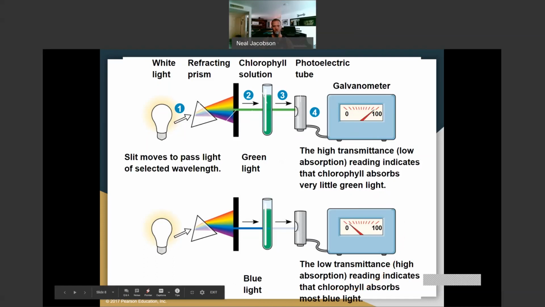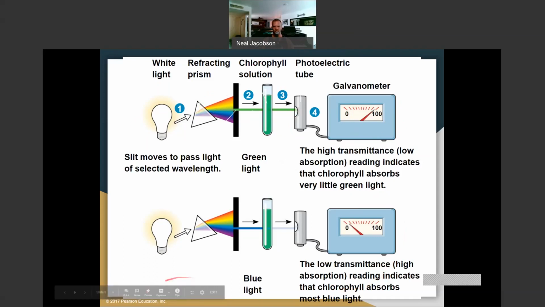Okay. So if we shine prismed green light through the sample, the green light will make it all the way through to the other side, and the photoreceptors on the other side will say, oh yeah, I'm getting 100% of the green light I'm shining through transmitted through the sample of chlorophyll, a pigment in the chloroplast.